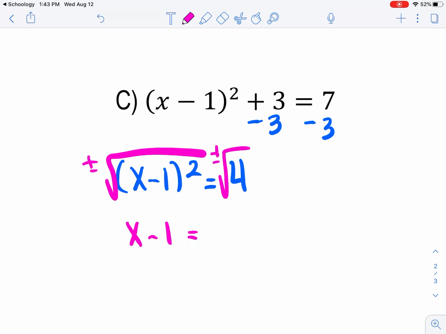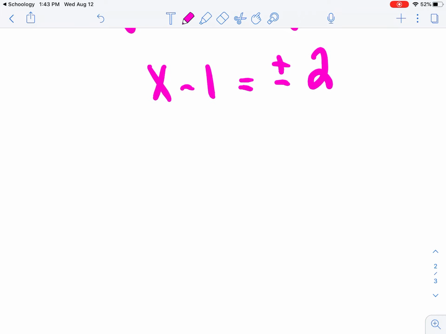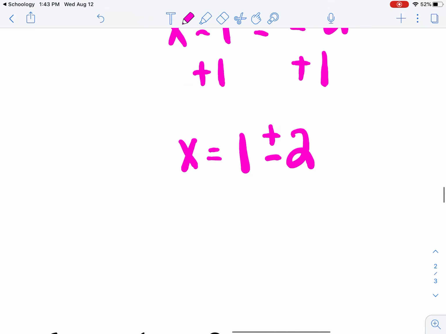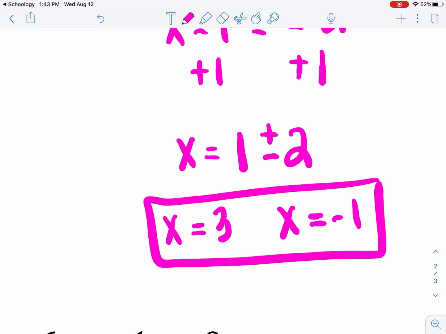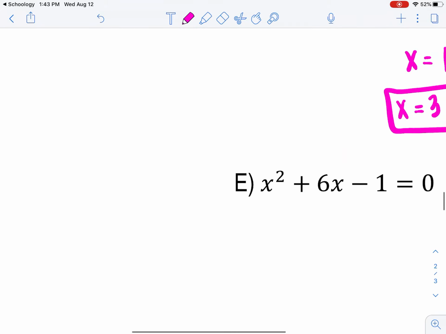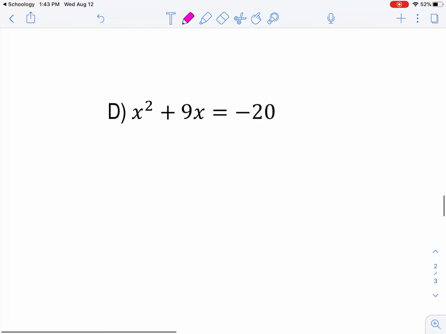So I have x minus 1 equals plus or minus, the square root of 4 is 2. And now I'm going to add 1 to both sides. So I have 1 plus or minus 2. I'm not going to leave my answer like this because I know what 1 plus 2 is, and I know what 1 minus 2 is. 1 plus 2 is 3. 1 minus 2 is -1. And there are my two answers. Okay, let's move on to the next one.